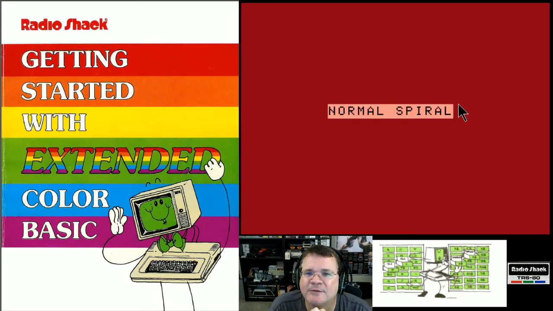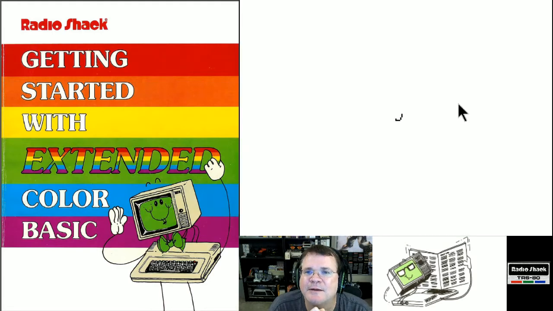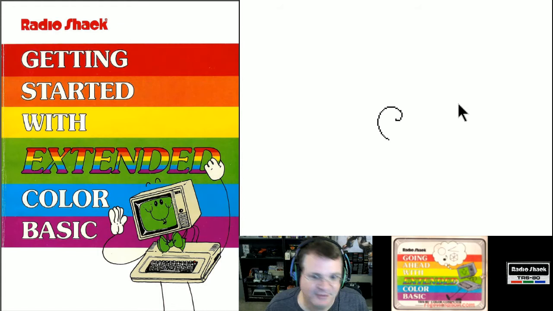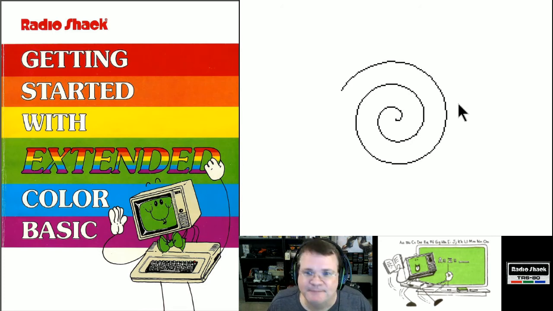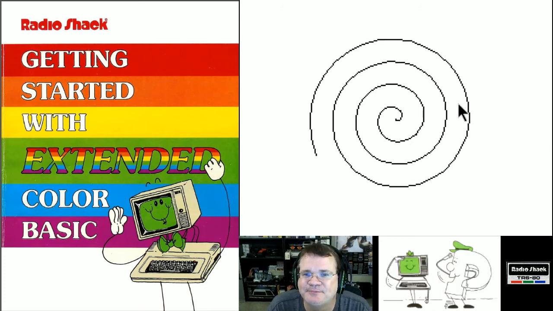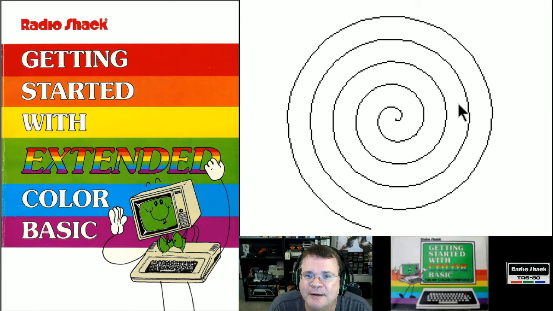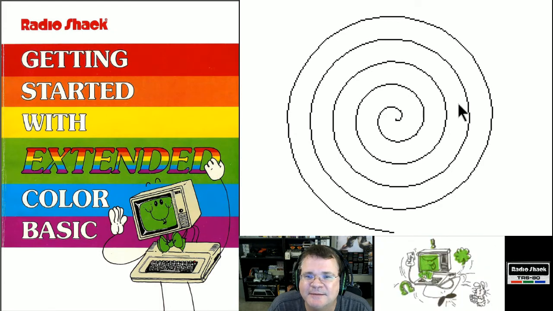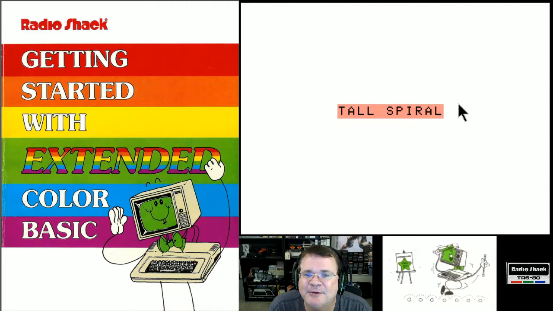Normal spiral, he calls this one. I don't know if I missed that the first time around. Ooh, see that? This is something I don't even have now. So he's already one-upped me. That is pretty cool. Normal spiral. I don't even know how that works right now. That's like a Nautilus design. Tall spiral. Ooh, an elliptical spiral.